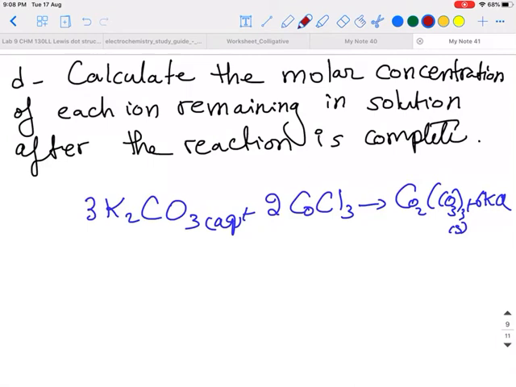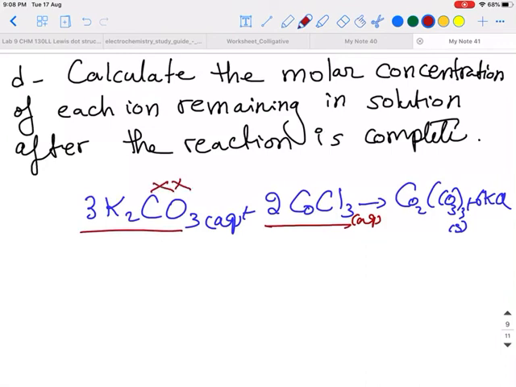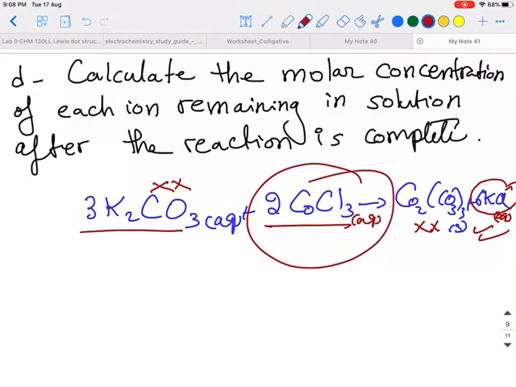As you've seen, we found already that cobalt chloride is in excess. It means this part of it will remain, so this is a source of ions. This one is limiting, all of it reacted. Cobalt carbonate is not a source of ions, it's solid, but this KCl aqueous is a source of ions. So we have two sources of ions that we need to find the corresponding equations from.